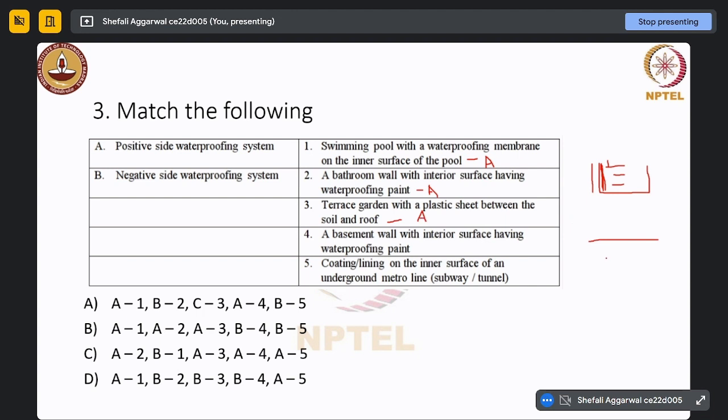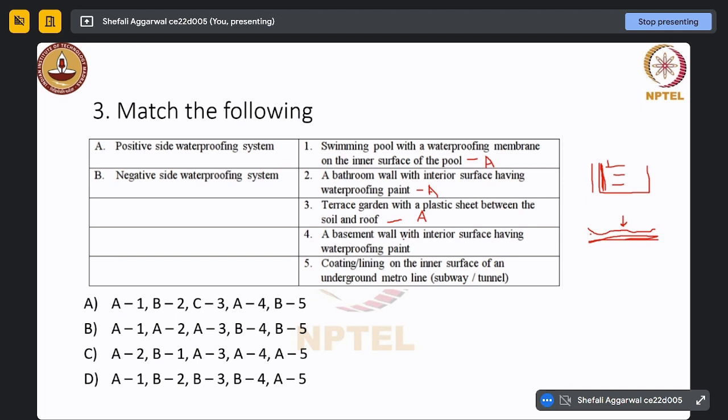How? If this is the terrace roof, then we have soil above it. So moisture will come from this side, like our soil will be hydrated. And if we are providing coating on the roof in between moisture from the soil and concrete of the roof, then again it will be a positive side waterproofing system. Okay.